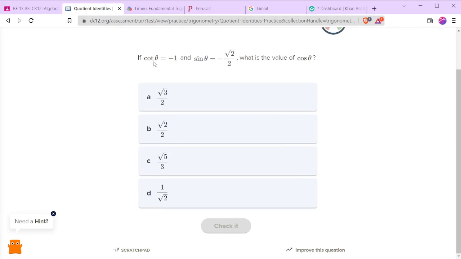Right. So here we have cotan and sine. What's the value of cosine? Well, cotan is cos over sine. So we multiply that by sine, we just get cos. So it's going to be a positive root 2 over 2.